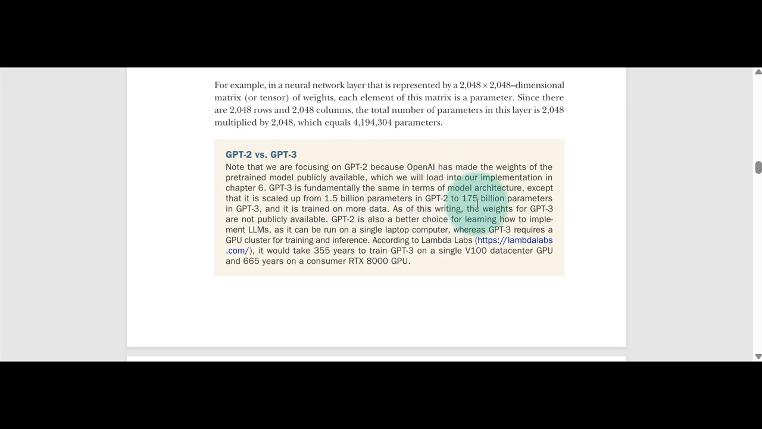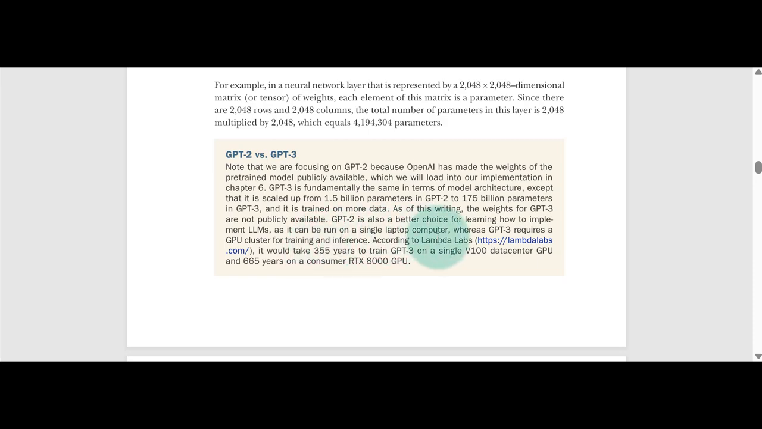GPT-3 has a lot more, so presumably it works better and is trained on more data. As of this writing, the weights for GPT-3 are not publicly available. GPT-2 is also a better choice for learning how to implement LLMs, as it can be run on a single laptop computer, whereas GPT-3 requires a GPU cluster for training and inference.